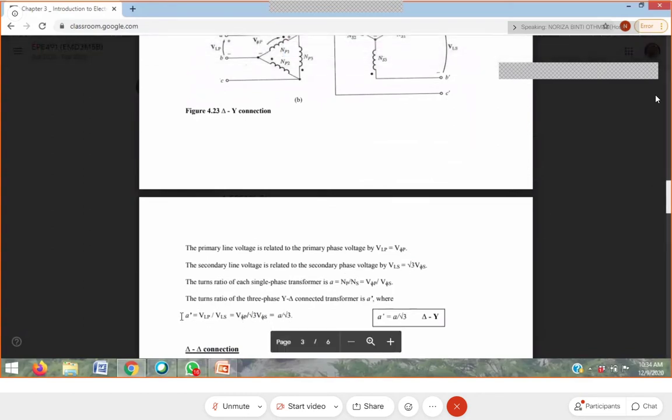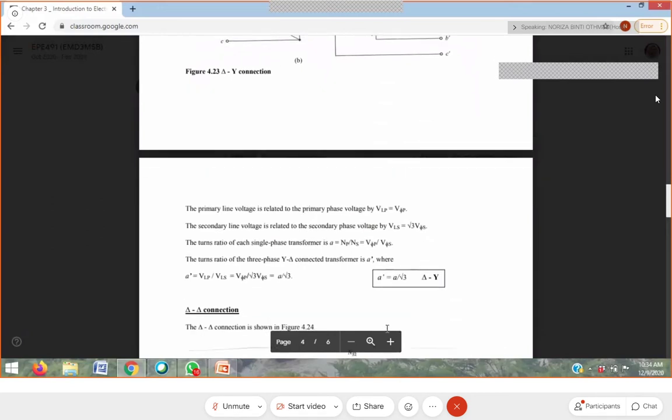And then you tengok next tu. So bila you buat A prime dia, the turn ratio VLP over VLS equal to V phase P over root 3 V phase secondary lah. So A prime dia equal to A over root 3 untuk delta Y connection.